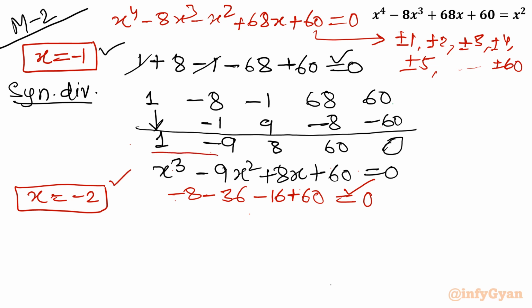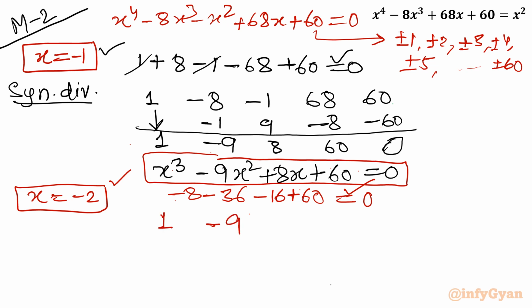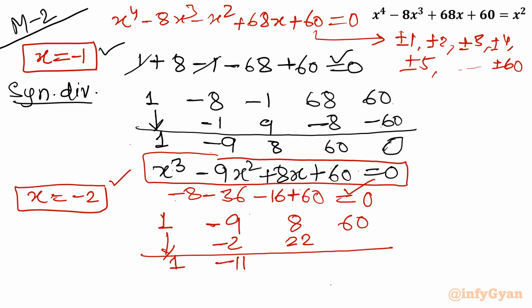Again, I will use this cubic equation's coefficients for synthetic division. So I will write 1, minus 9, 8, 60. Then I will put one line over there. 1, minus 2 times 1, minus 2, minus 11. Minus 11 times minus 2, 22, 30. 30 times minus 2, minus 60, 0. This is your quadratic equation: x square minus 11x plus 30 equal to 0.